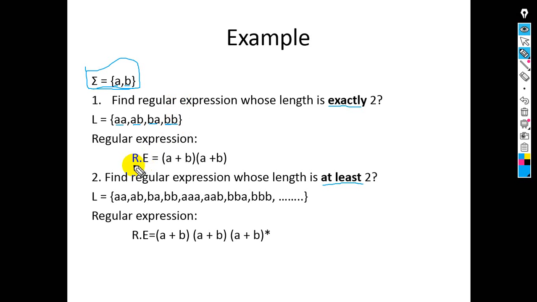And here let me just make a regular expression. So here we have the regular expression for this statement, where the strings have exactly length 2 over A and B. How will you make this?